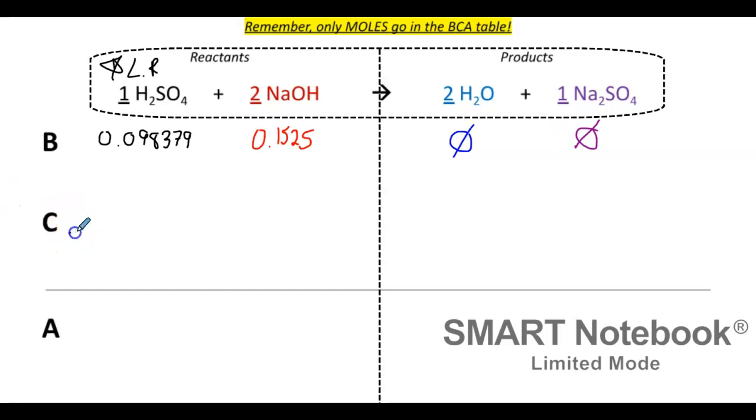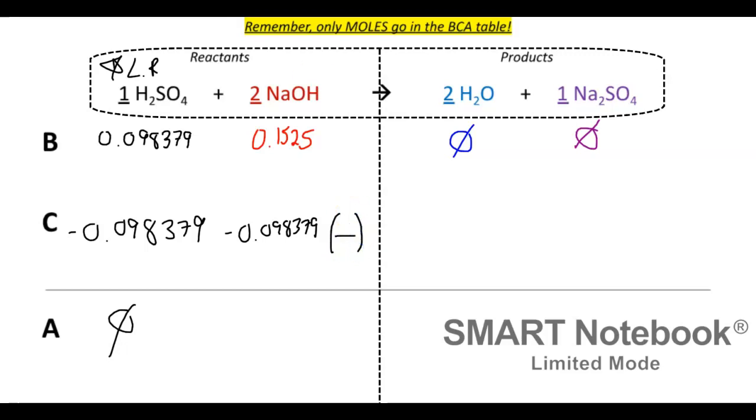What happens during the change? I'm going to use up all of that sulfuric acid. So before the reaction, I had this much. During the change, I use it all. After, there's 0, it's limiting. Okay, now how do I use this number? That's always going to be my coefficient. So I'm going to be subtracting 0.098379 times the mole ratio. So times 2/1. Okay, and so we've got to figure out what this number is right here.